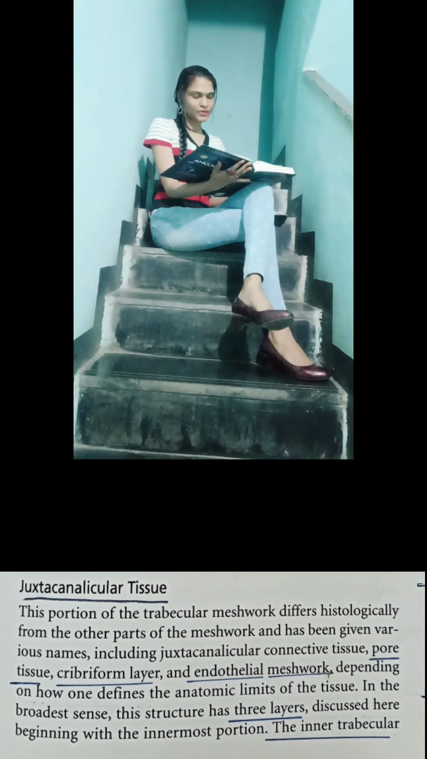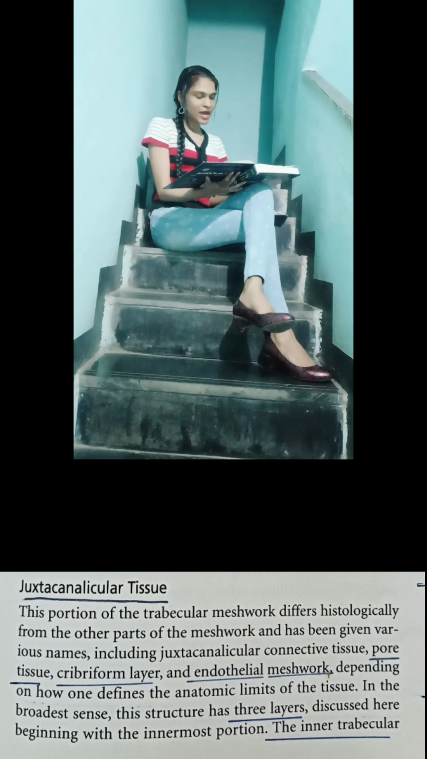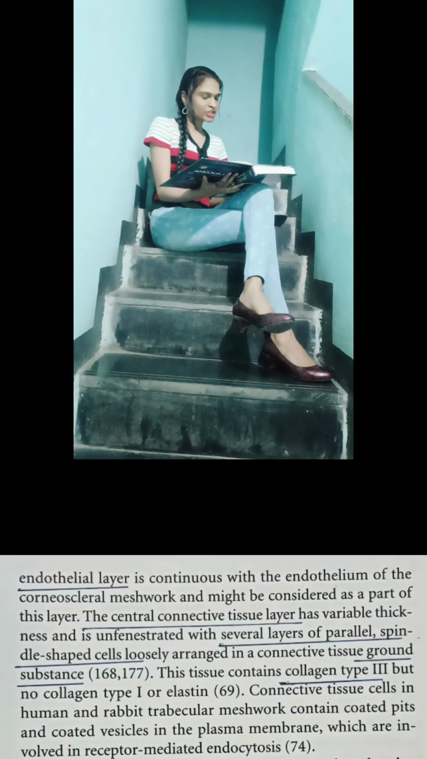Juxtacanalicular tissue. This portion of the trabecular meshwork differs histologically from the other parts of the meshwork and has been given various names including juxtacanalicular connective tissue, pore tissue, cribriform layer, and endothelial meshwork, depending on how one defines the anatomic limits of the tissue. In the broadest sense, this structure has three layers, discussed here beginning with the innermost portion. The inner trabecular endothelial layer is continuous with the endothelium of the corneoscleral meshwork and might be considered as a part of this layer.